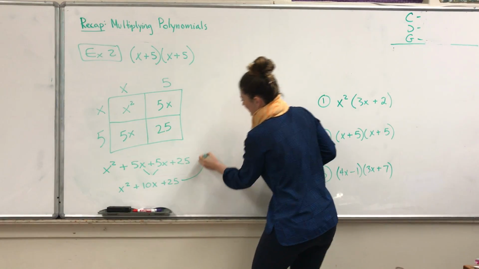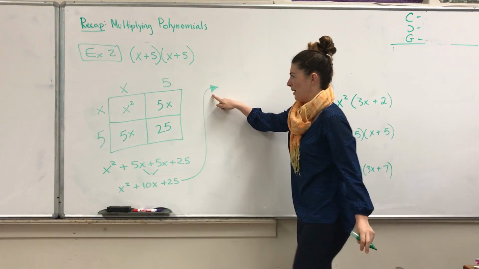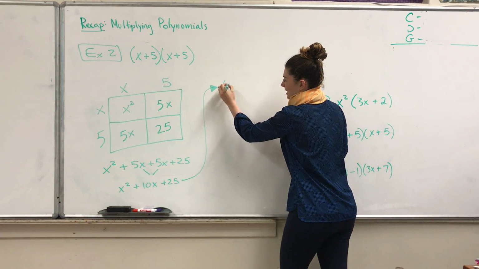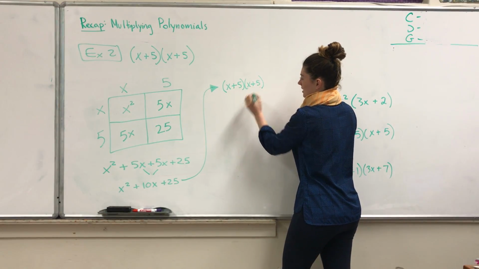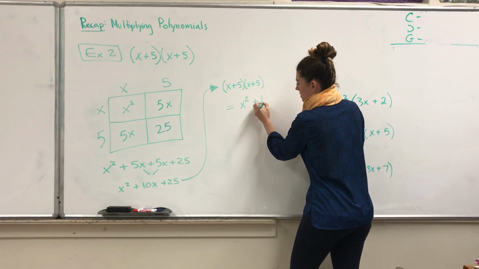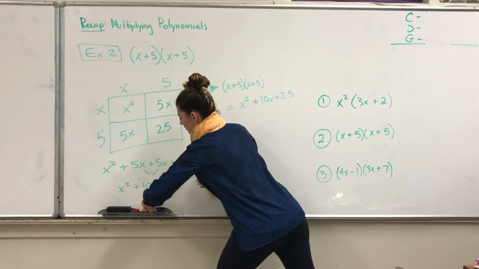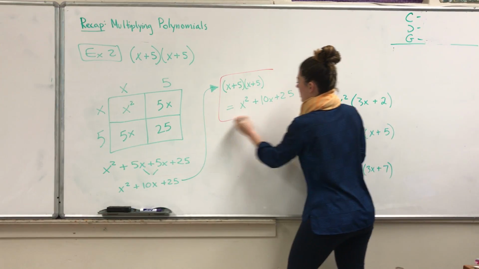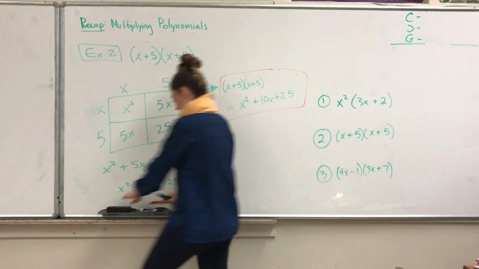So our final answer, and I know it can feel repetitive to write this, but it helps me for clarity. My final answer is that the question they gave me equals that result. Red is my final answer color. Boom. Last example.